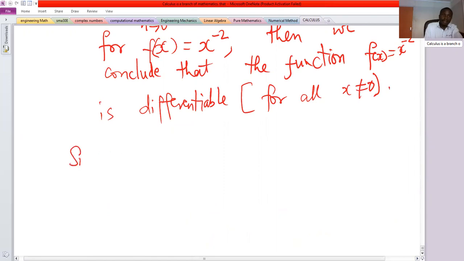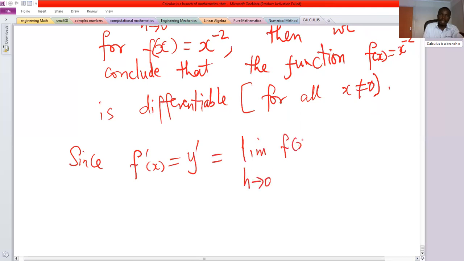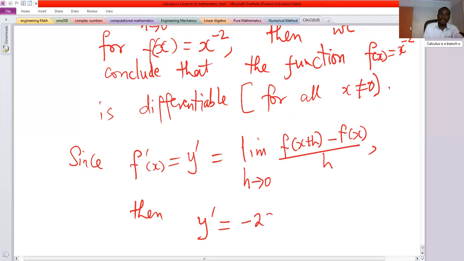And since f prime of x, which is the same as y prime, is the limit as h approaches 0 of f of x plus h minus f of x over h, then y prime is given by minus 2x raised to power minus 3. So that was the value of the limit.